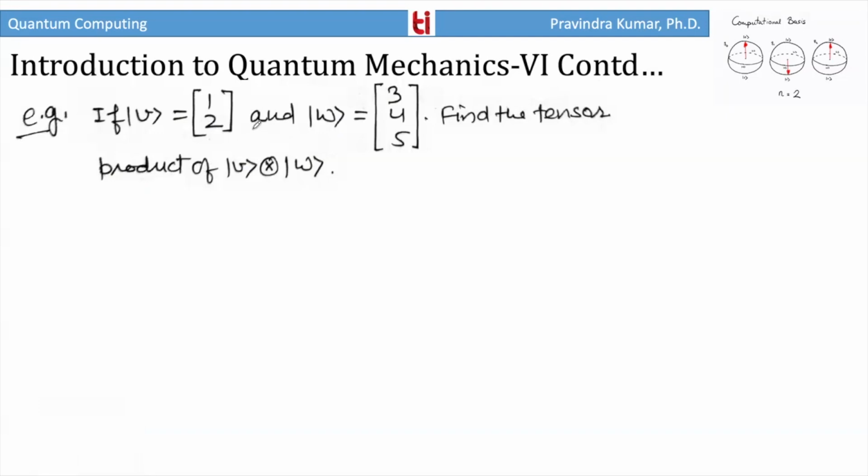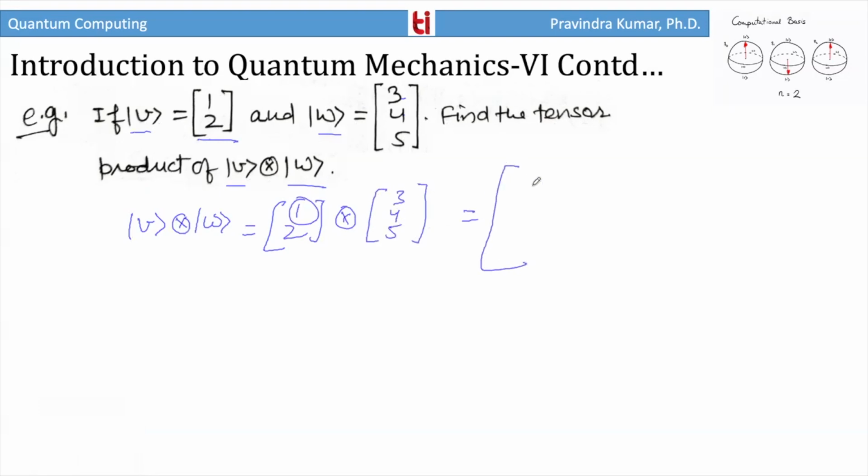Now another example: if ket v is [1 2] and w is [3 4 5], find the tensor product of ket v and ket w. So the tensor product of ket v and ket w will be [1 2] tensor product with [3 4 5]. Here 1 is multiplied with 3, 4, and 5. Now 2 is multiplied, giving 6, 8, and 10. And this is of size 6 by 1.